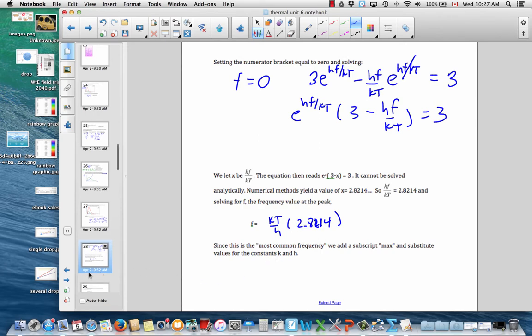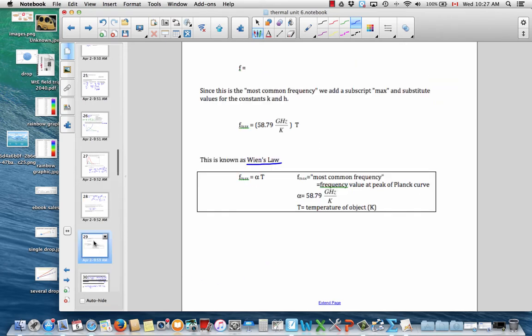So we can calculate that, putting in the value of Planck's constant, which is 6.626 times 10 to the minus 34 joule seconds, and the value of the Boltzmann constant, 1.38 times 10 to the power minus 23 joules per Kelvin. So we see the joules will cancel out, and then we get per Kelvin per second out of this. Now don't forget the 2.8214.